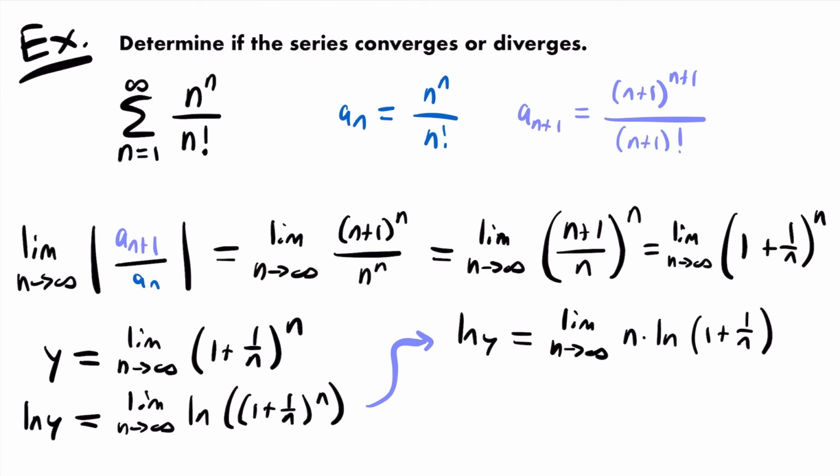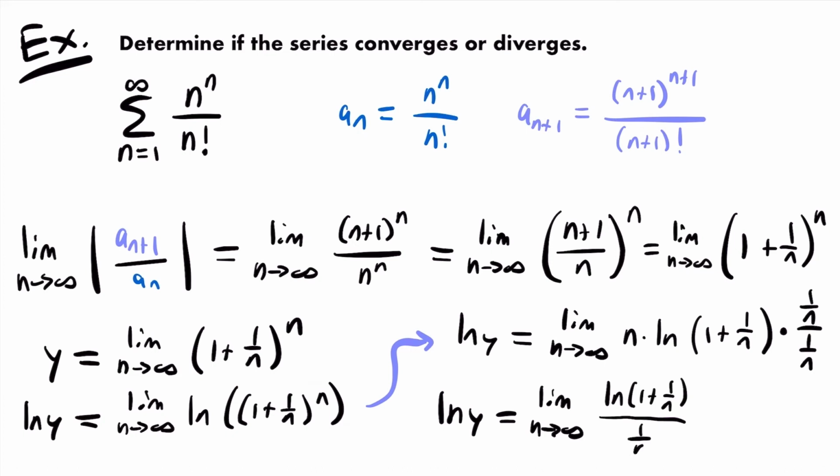All we have to do is multiply by a form of 1 divided by n, and that is going to remove this n from the numerator, and we're going to have 1 divided by n in the denominator, right? n times 1 divided by n is just 1. So we will have the natural log of y is equal to the limit as n approaches infinity of the natural log of 1 plus 1 divided by n, divided by 1 divided by n.